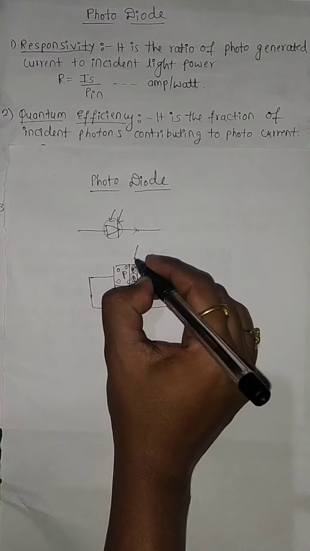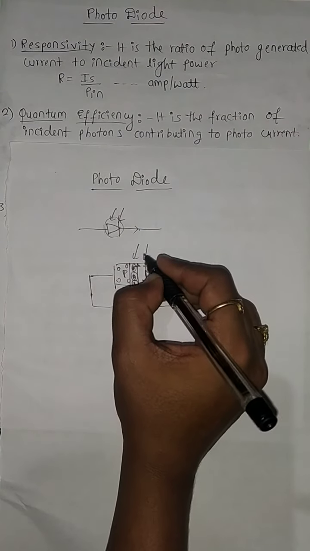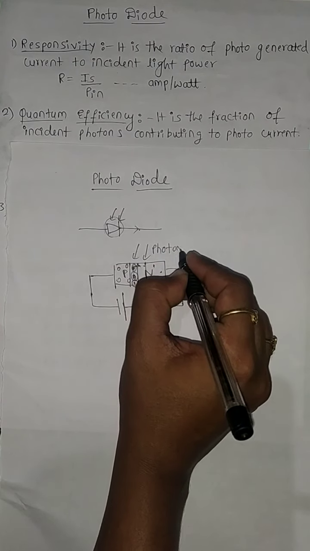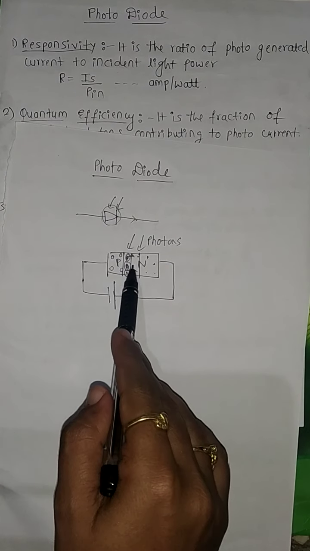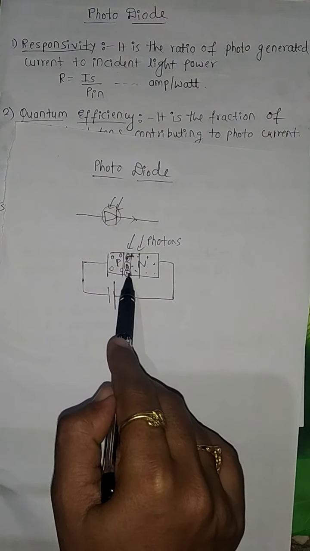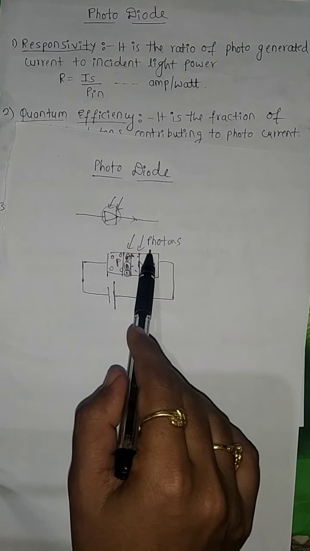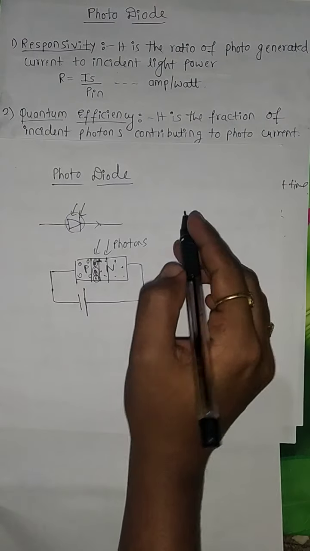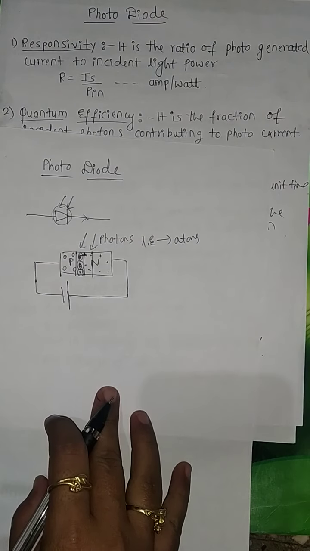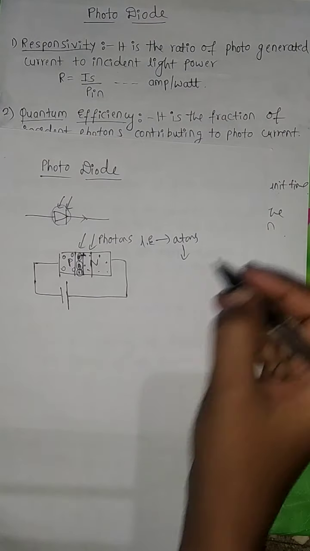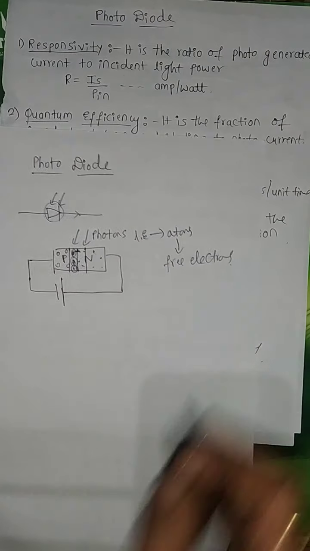If light is incident on this region, we already know light contains photons, which carry the light energy. These photons make the depletion region generate more free electrons. That light energy is supplied to the atoms, so that the atoms generate more free electrons.